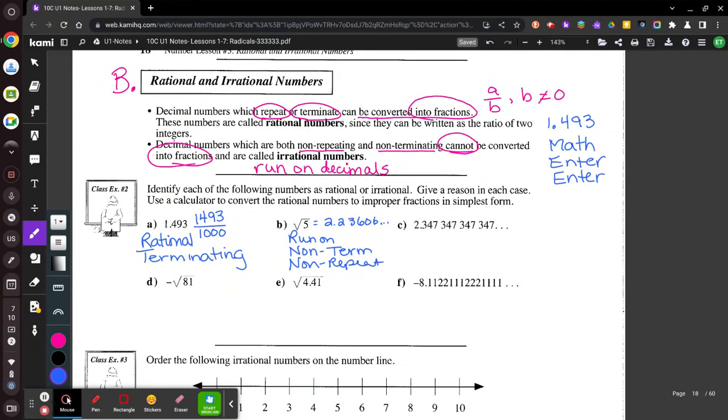And then we look at the third one. We have 2.347, 347, 347. So 347 is repeating. So this is a repeat, which means it's non-terminating.